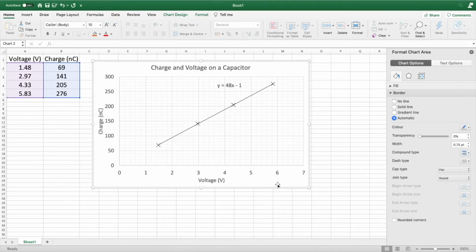Now what's good about that graph is it was very quick to do. We can see it's a linear relationship. There's a slight y-intercept of -1, and that tells us there's a systematic uncertainty in either the charge reading or the voltmeter reading. But more importantly, the gradient is 48, nanocoulombs over volts. 48 nanocoulombs per volt. And the definition of the capacitance of a capacitor is how much charge it can store per volt. So in this case, it's 48 nanocoulombs per volt.